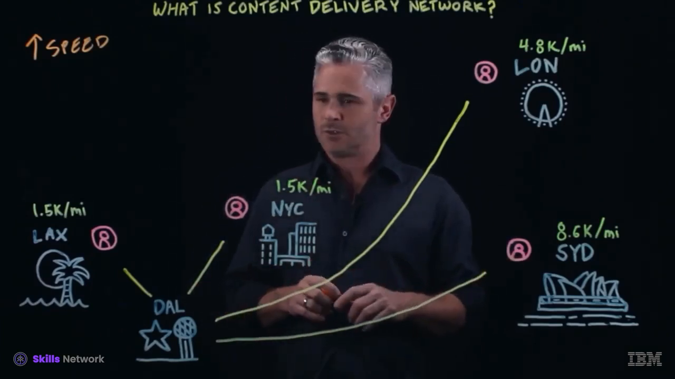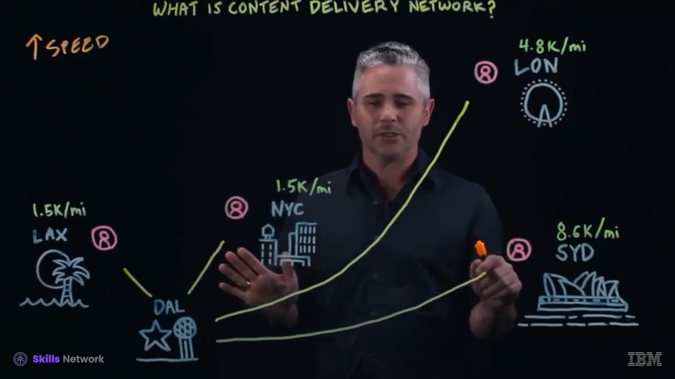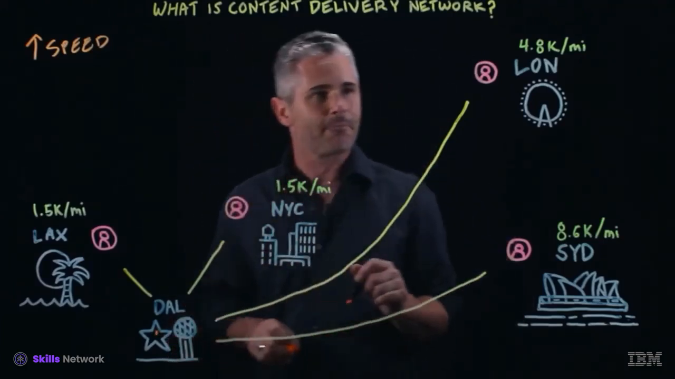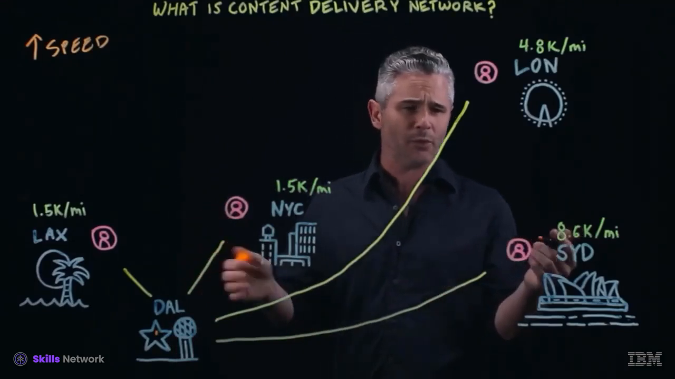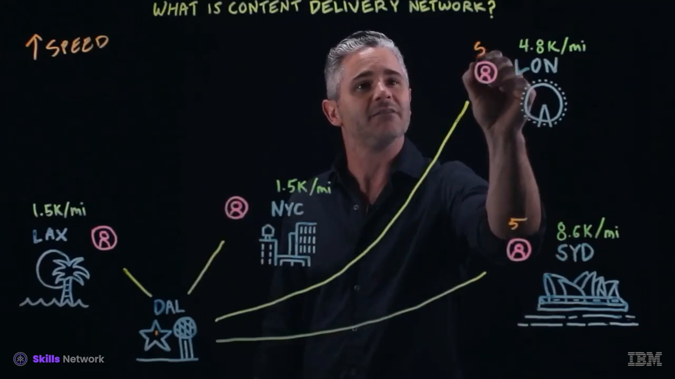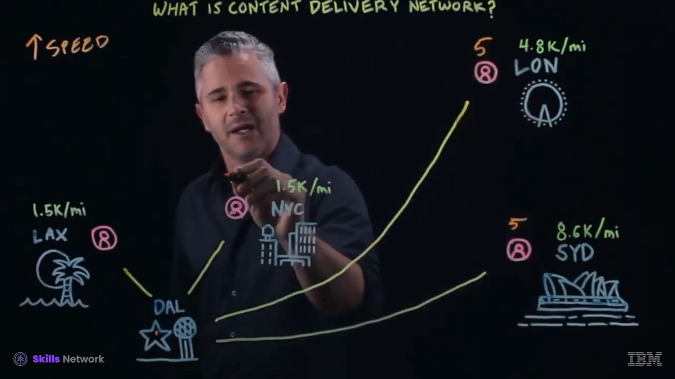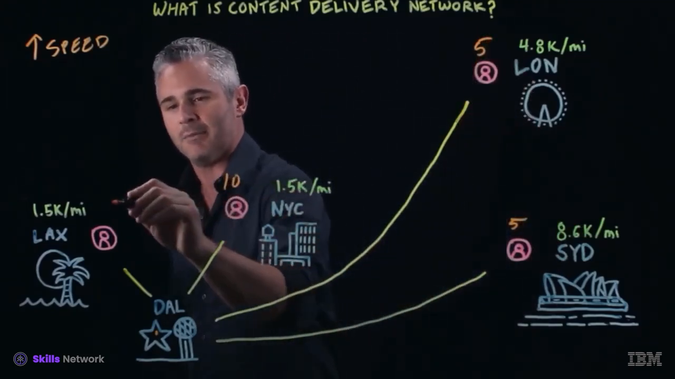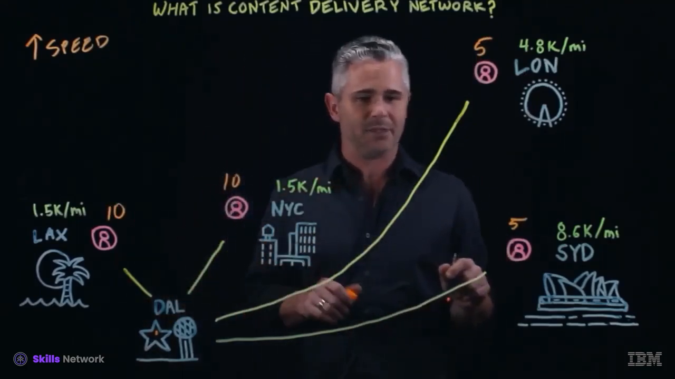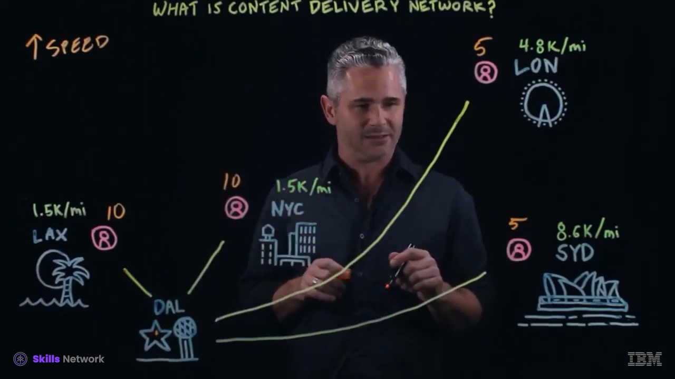So I've got a simple diagram here showing a server hosted down in Dallas. This is my website. And then I have users all around the world. So in Sydney, I might have 5. In London, I've got 5. New York, I might have 10. LA, I might have 10. So I've got 30 users around the world that are accessing my server and my website down in Dallas.